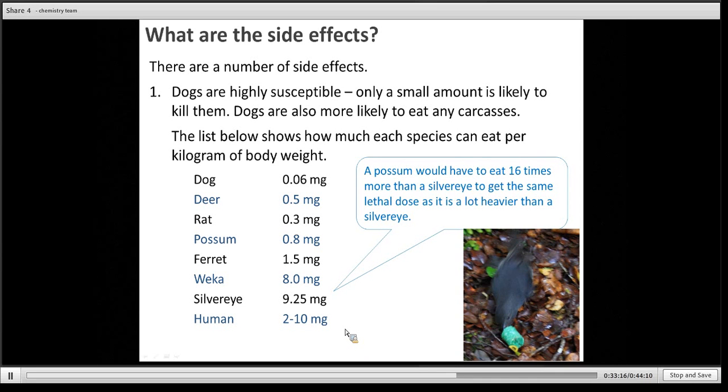Now you'll notice here's a black robin, and they tend to be attracted to the bait, so that's also where bait stations can be good, and we'll look at ways of how they've tried to reduce that as well.